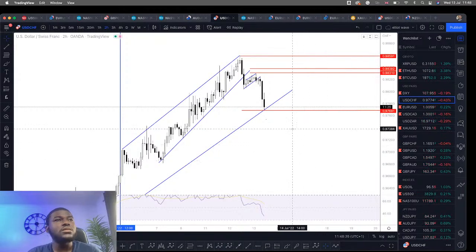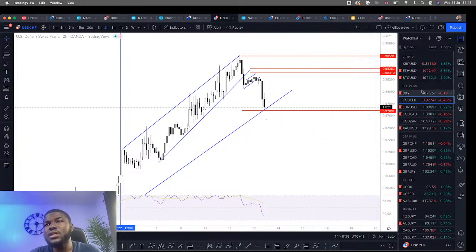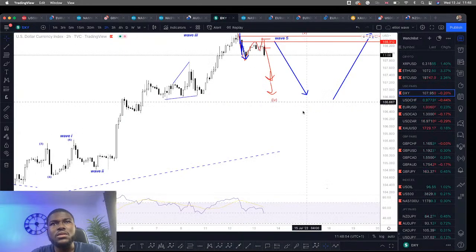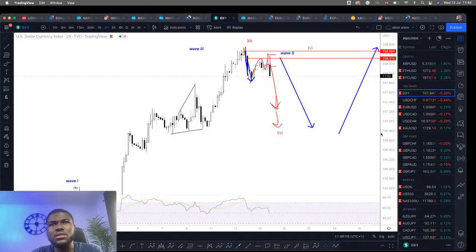Okay guys, so that's USDCHF in a nutshell. And let's see what the DXY is doing. Screenshots this. Now let's check the DXY over there. The DXY is still there, it's still going to push lower, I think. Yeah, going to push lower. Let's see.